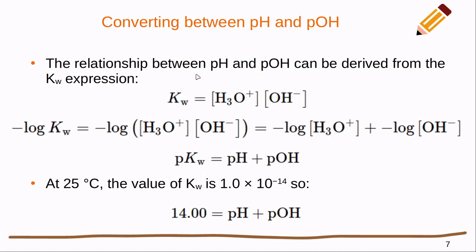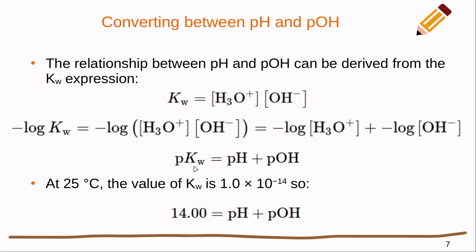So we can derive a relationship between pH and pOH, and this is a good opportunity for us to remember some of our log rules. If we start off with this Kw here, and we take the negative log of Kw, and we take the negative log of this product here, when you have the log of a product, you can add those two together. So that's the negative log of the hydronium concentration plus the negative log of the hydroxide ion concentration. That's one of the log rules. So now this is pKw, this is pH, and this is pOH.